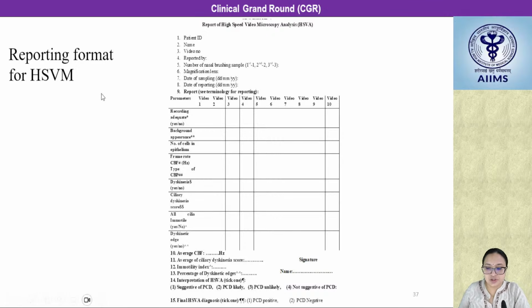We divide the edge into 3 parts visually and see whether dyskinesia was seen in 1/3, 2/3, or in the entire edge, accordingly giving it a score of 1, 2, or 3. And then immotile cilia or immotile edges are also reported separately. Eventually this is the final report that we release: the average ciliary beat frequency, the average ciliary dyskinesia score. A score of 2 or more would be suggestive of PCD. We add up and then we average them out. And then the immotility index and the percentage of dyskinetic edges is also reported.